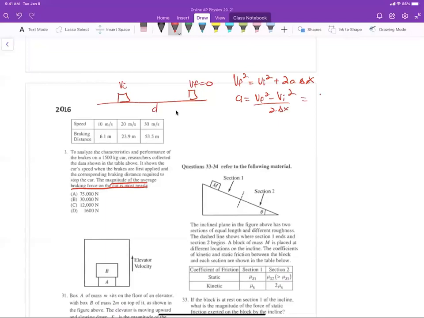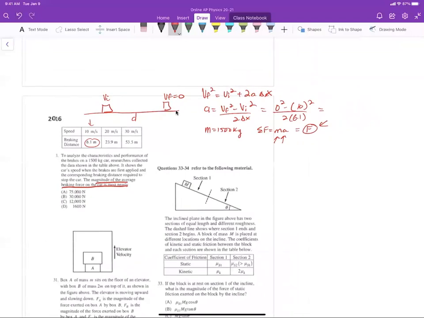I'll use the first one, which is 10 squared over 2 times 6.1, and you would find the acceleration. Then if you know the acceleration of the object and the object's mass equals 1,500 kilograms, you know that the sum of the forces equals ma, and they want to know the braking force, which is the only force. You can plug in the value you just found, and using the mass, you can find the force. It's something like 12,200 or something. I can't remember exactly what it was.